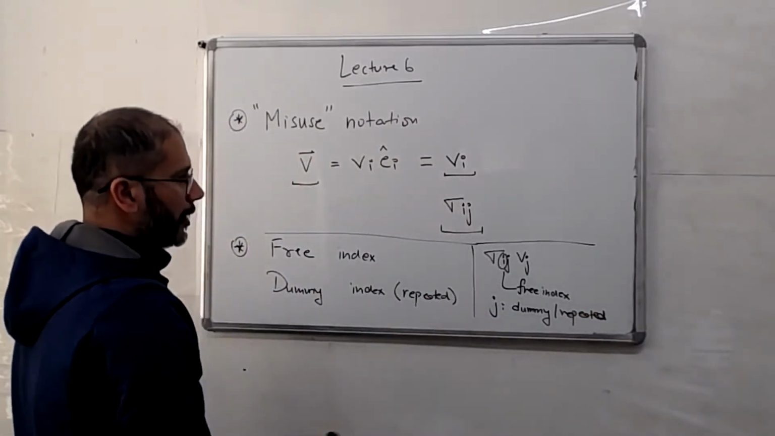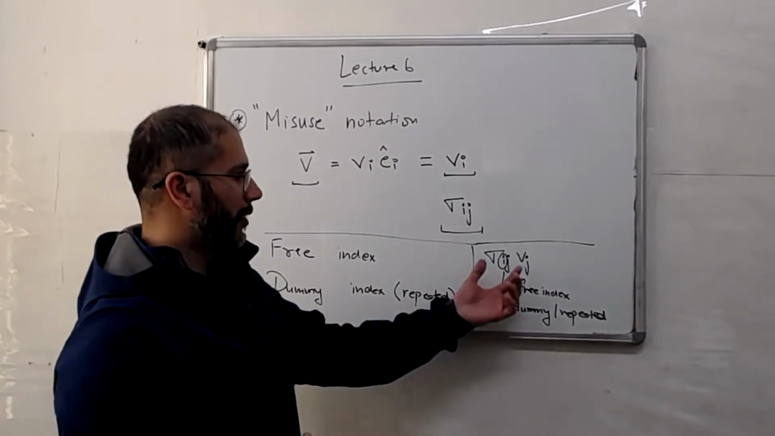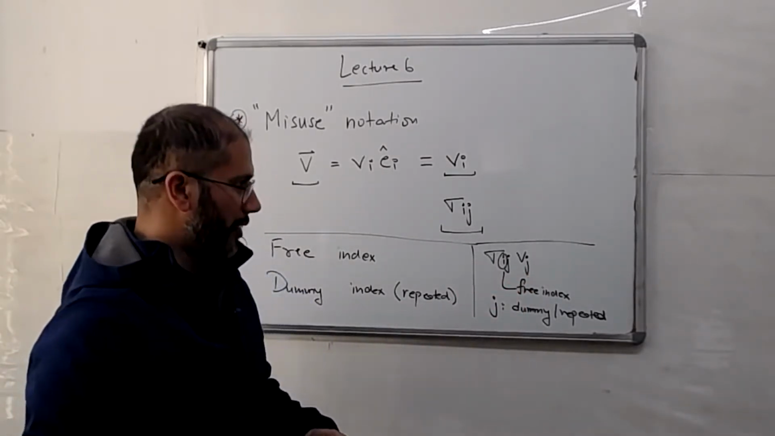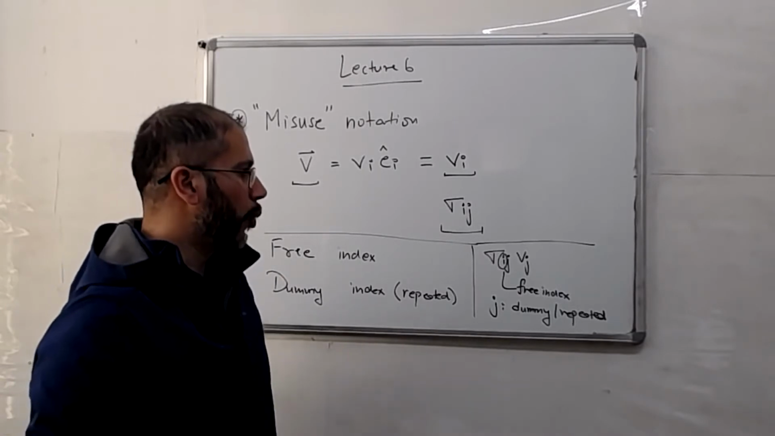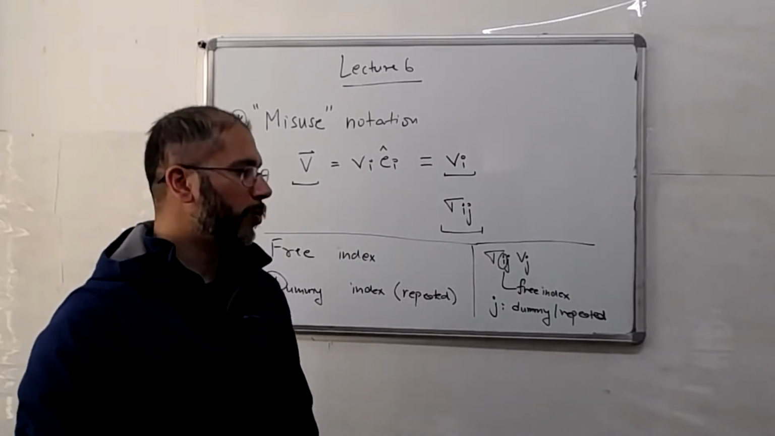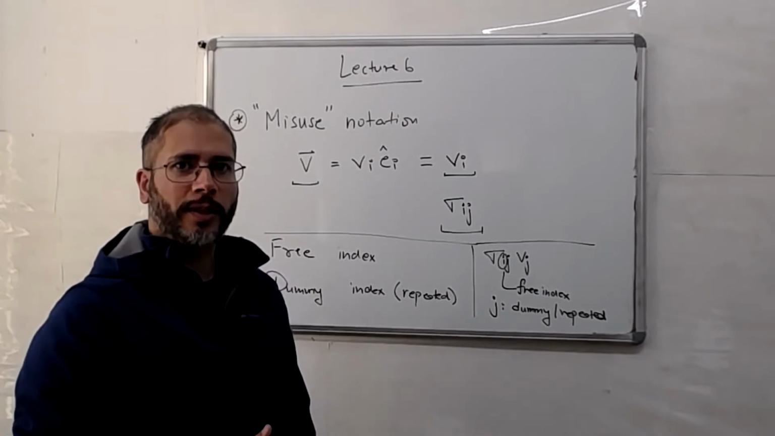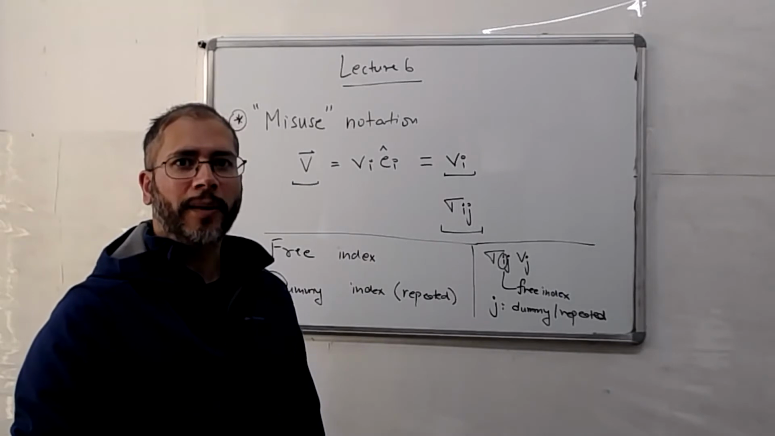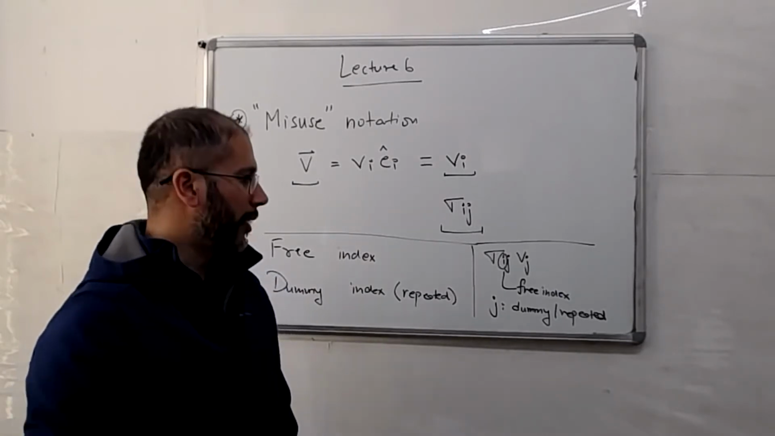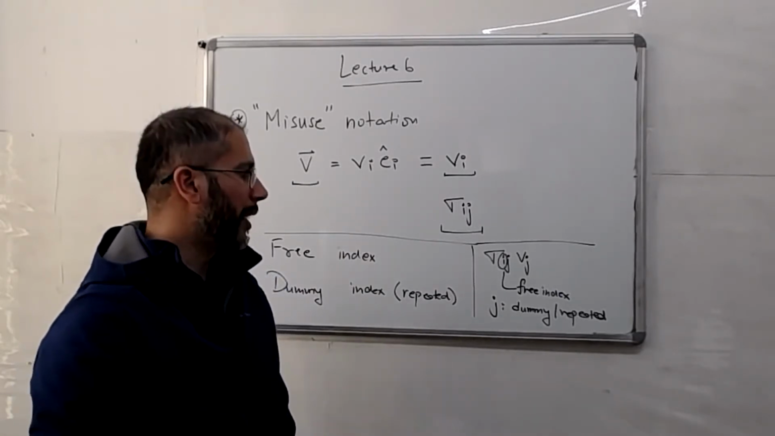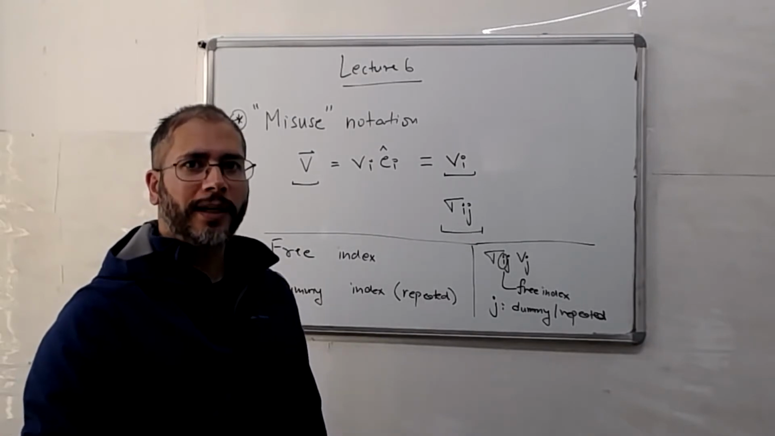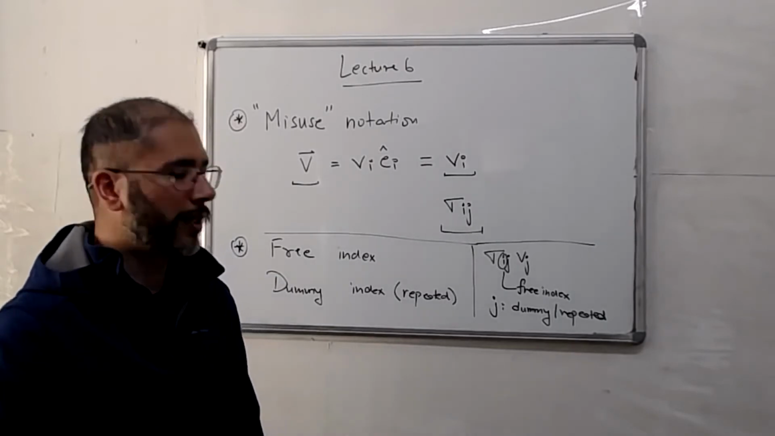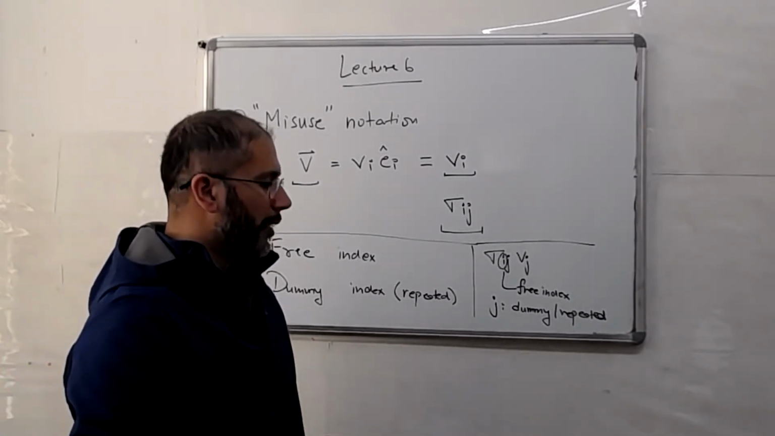because j repeats here. So when you expand this term sigma ij vj, it expands to a sum of three terms: sigma i1 v1 plus sigma i2 v2 plus sigma i3 v3. So the j index by itself has no meaning. It is simply a dummy that expands, so you could have used sigma ik vk as well. In that case, k would have been the dummy index. So j by itself has no meaning here. It simply expands to something. So j is the repeated or dummy index.